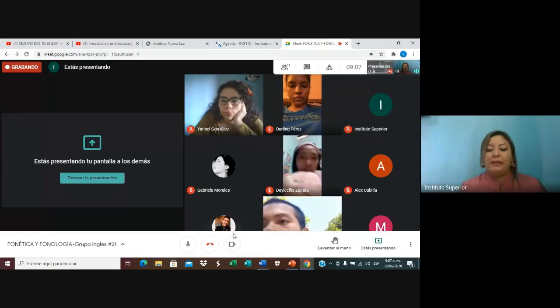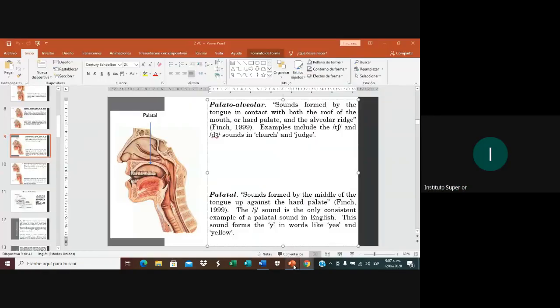Okay, let's go back. Here we have another sound, palatal. Can you read, please? Palatal: sound formed by the middle of the tongue up against the hard palate. The y sound is the only consistent example of a palatal sound in English. This stands for the Y in words like yes and yellow. It's the sound yeah. Yes, exactly.